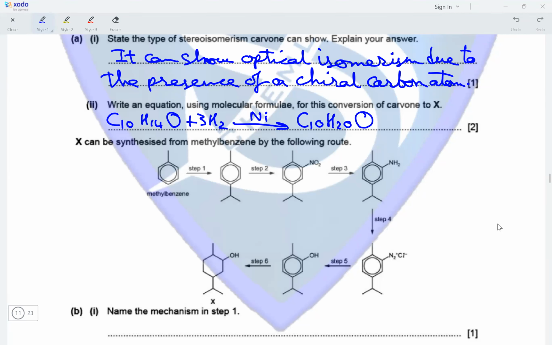X can be synthesized from methyl benzene by the following route. So step 1 is electrophilic substitution. Step 2 is also electrophilic substitution. Step 3 is reduction of the nitro group. Step 4 is reaction with HNO2 at temperature below 10 degrees Celsius. Step 5 is hydrolysis. And step 6 is hydrogenation. Okay. So name the mechanism in step 1. Step 1 is electrophilic substitution.